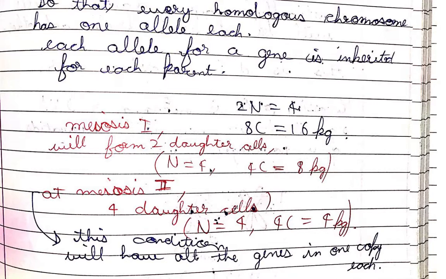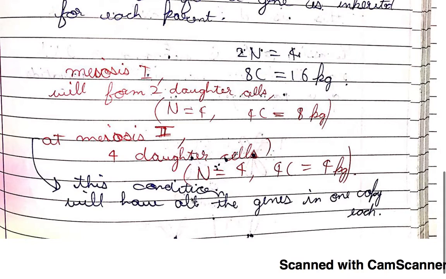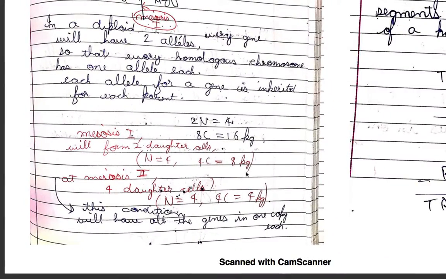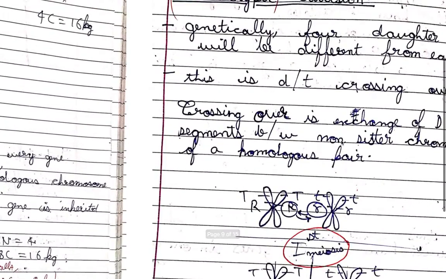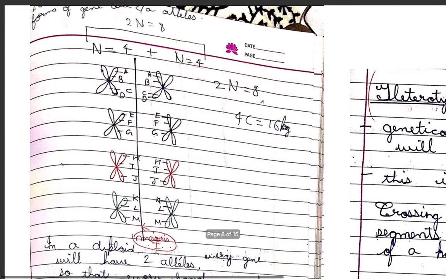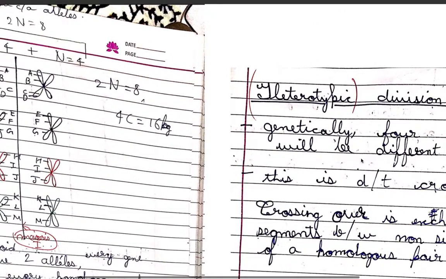Then on meiosis 2, meiosis occurs again on the daughter cells formed in meiosis 1, and n equal to 4 and 4C equal to 4 picogram would be formed. This condition will have all the genes in only one single copy.